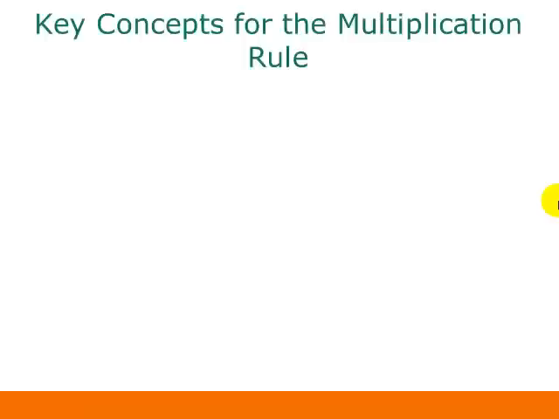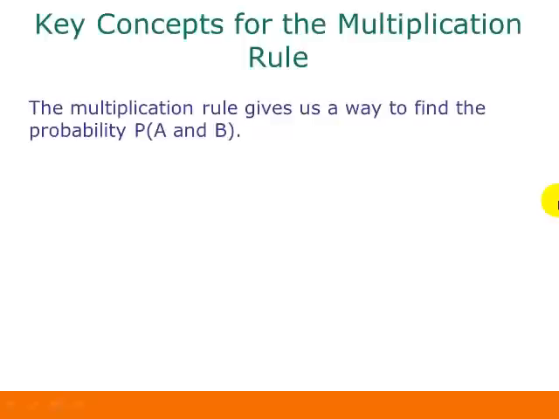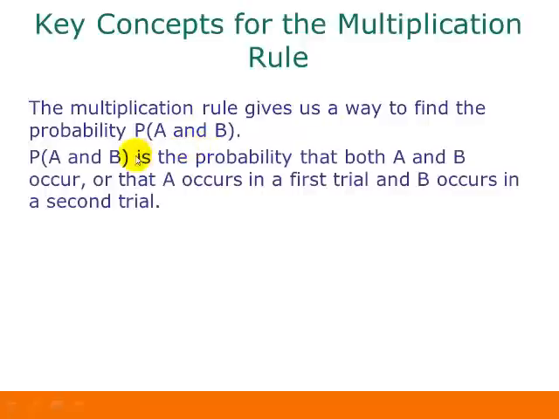Some key concepts for the multiplication rule are: first, the multiplication rule gives us a way to find the probability of A and B. So this is talking about a compound event linked this time by an "and" instead of an "or." Probability of A and B is the probability that both A and B occur, or that A occurs in a first trial and B occurs in a second trial.